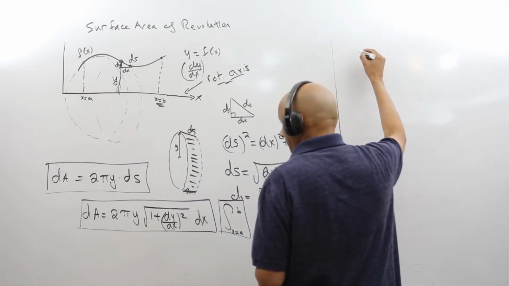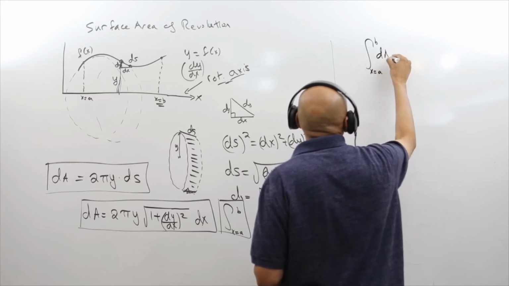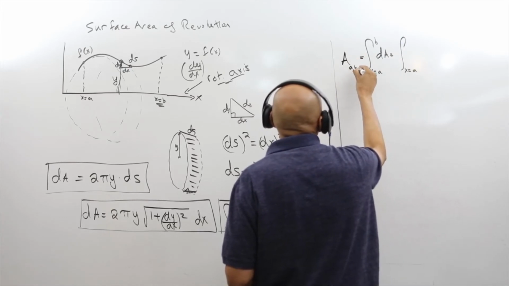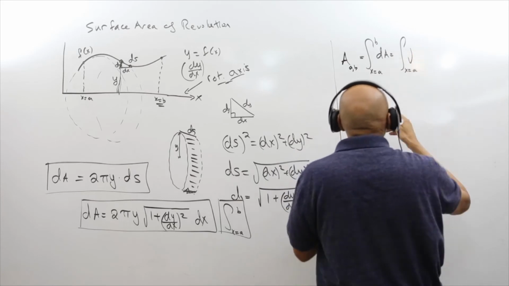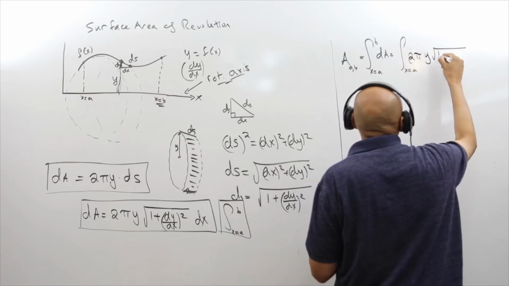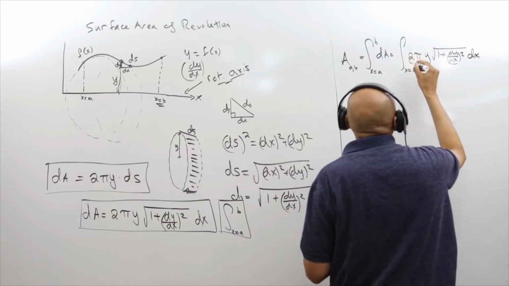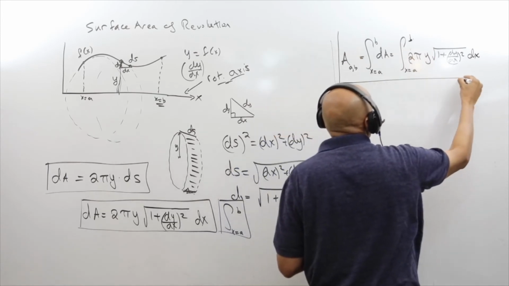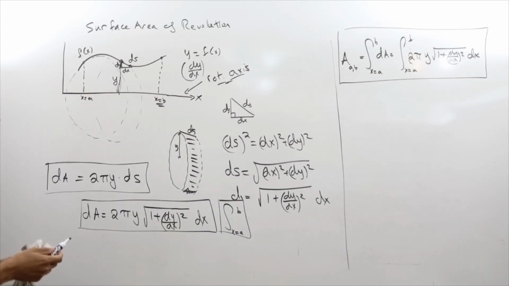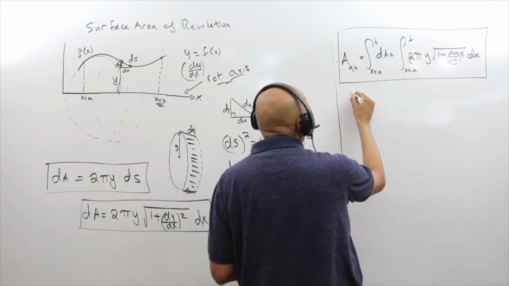So let's just call this area between a and b equal to the integral of 2 pi y times the square root of 1 plus dy/dx squared dx. And so this is the surface area of revolution of that curve. So let's do a quick example. I can pull out the 2 pi, but that's not really that important.